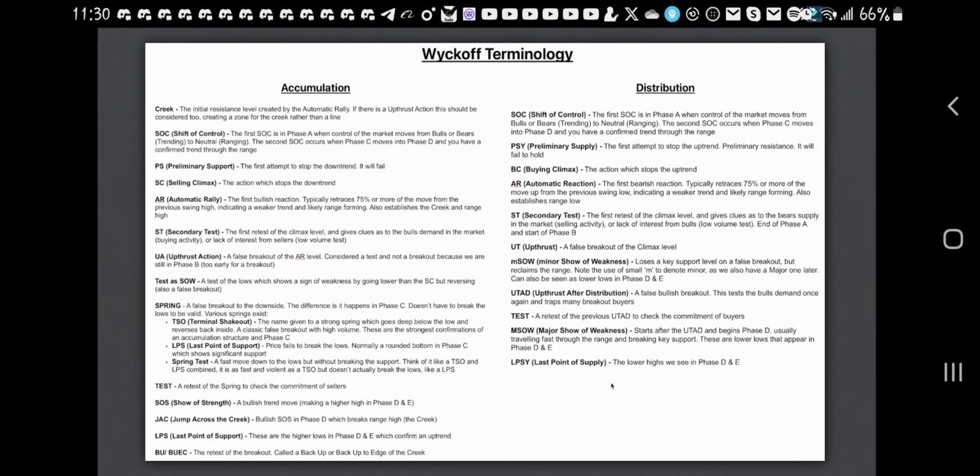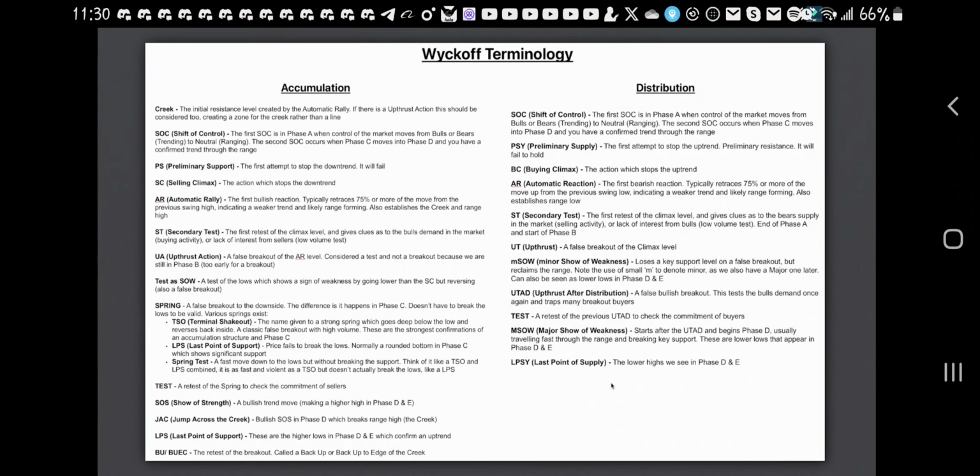You then have secondary test. That is basically where the bulls try to push price higher and they fail to do so. Upthrust, much like the test and the spring phase, is a false breakout of the climax level. But what makes it different to a spring and to a UTAD, which we'll talk about in a moment, is the upthrust comes in phase B. So it's too early for a breakout.